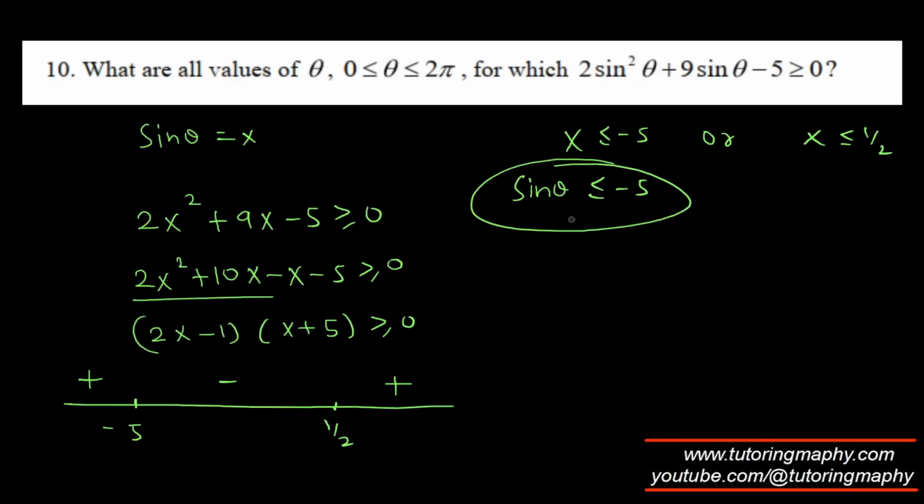How can sine theta be less than or equal to negative 5? That's not possible because its minimum value is negative 1. So no solution. And sine theta less than or equal to 1 over 2, that's possible.